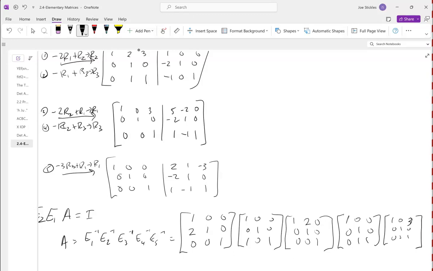Okay? So there's going to be another factorization that we're going to talk about that can help us solve systems of equations. And like I said, has lots of useful applications in the real world.